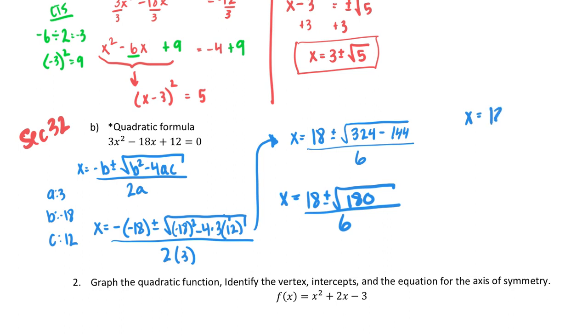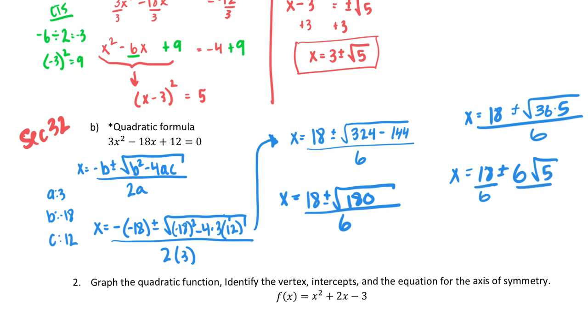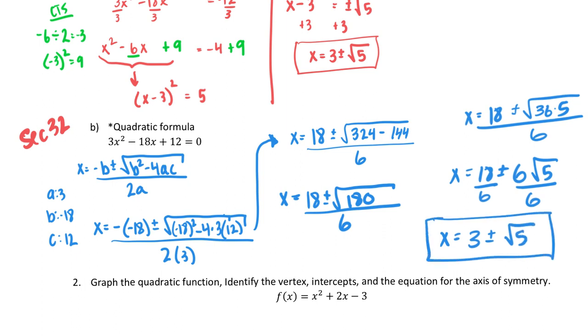And that's going to be 36 times 5, which ends up being 18 plus or minus 6 square root of 5. And I'm going to take that 6 and divide each of my terms. And that gives me 3 plus or minus the square root of 5. Those have to be the same answer because they're the same equation. You're just solving it 2 different ways.